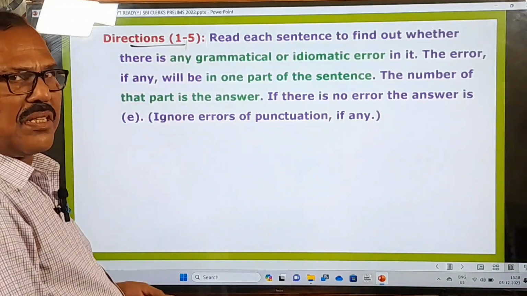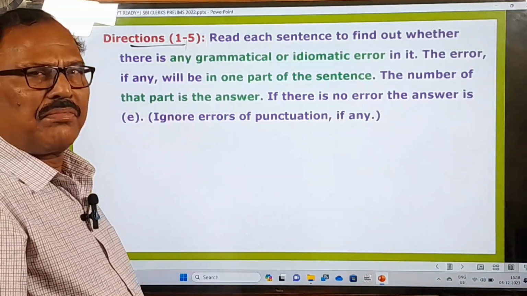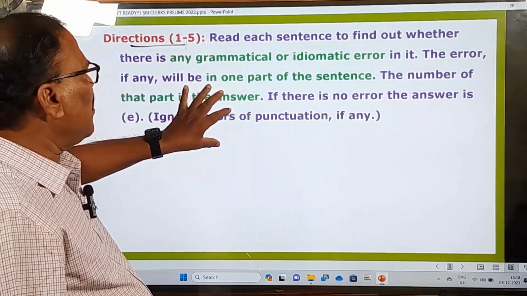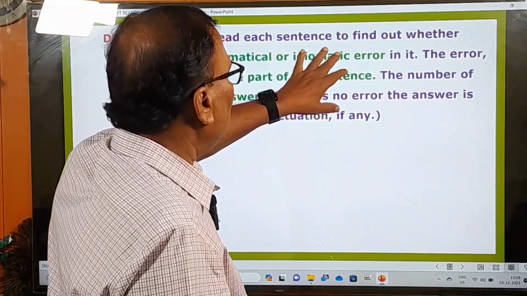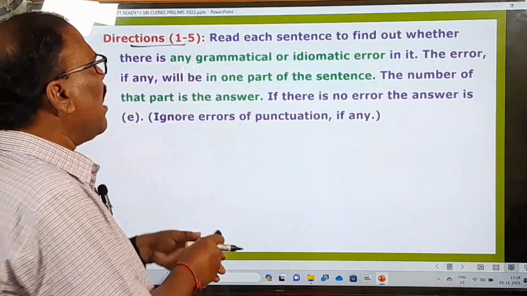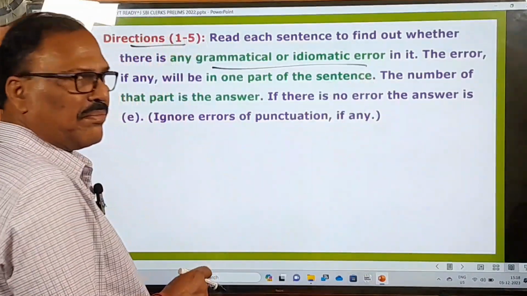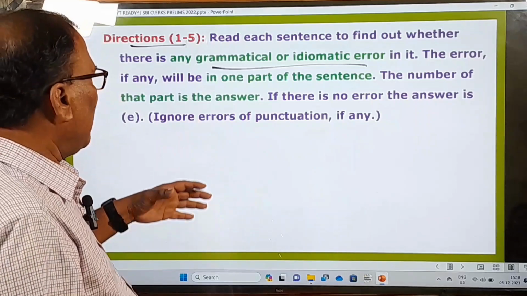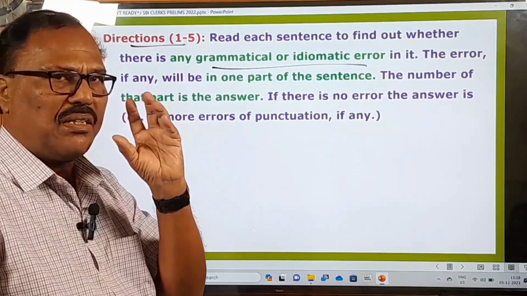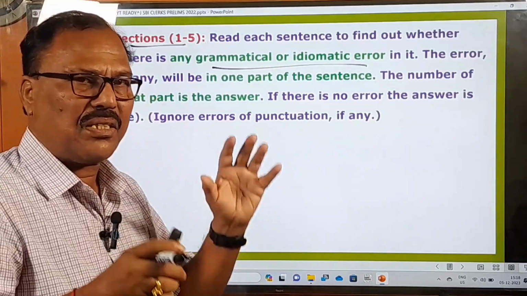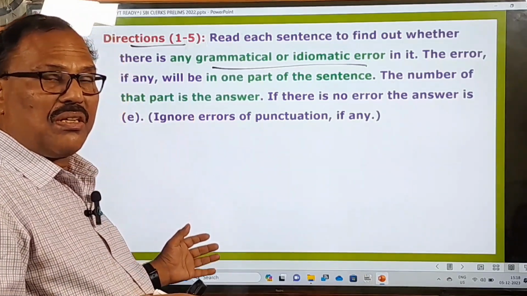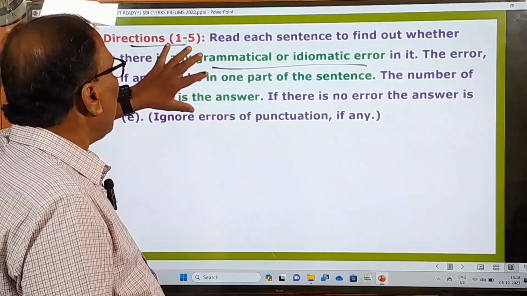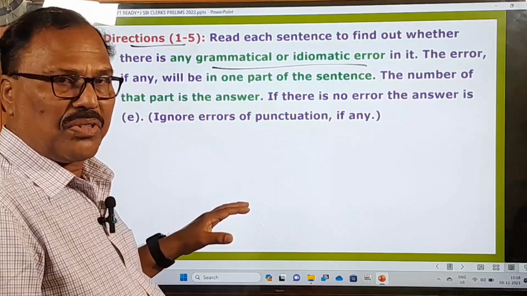Questions 1 to 5. Okay, this is the 2021 question paper. The directions are like this. Read each sentence to find out whether there is any grammatical or idiomatic error in it. So this is nothing but a spotting error question, right? You can easily understand that because you should be able to understand the directions. If you cannot understand the directions thoroughly, you cannot answer the questions in a meaningful way because you will get confused. So you must get acquainted with the directions given in the question paper.